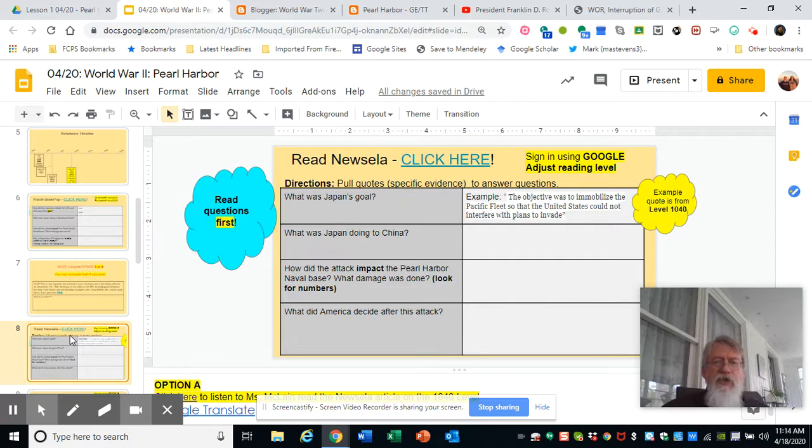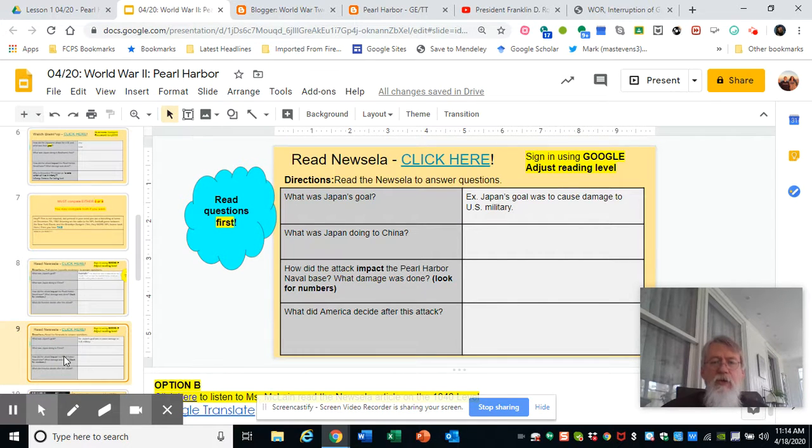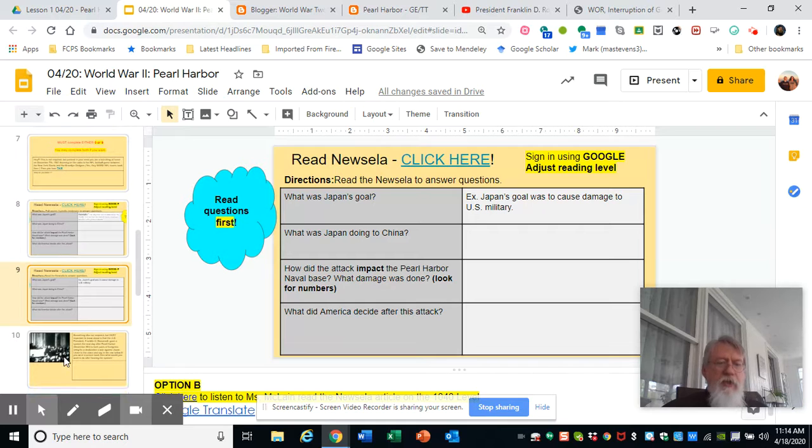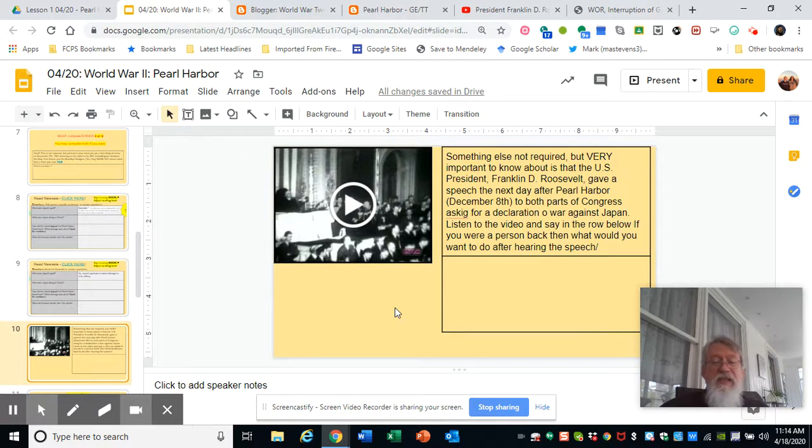Then here's where you get to the choice, Newsela or Newsela. You pick which one you want to do. And this is another part that's kind of voluntary, but hey, it's important because December 7th, that was a Sunday, the attack happened. The next day, they called a joint session of Congress because the president cannot declare war by himself. He's got to have Congress do it. So they have both the senators and the congressmen in the same place listening to this speech, and it's really kind of gripping, interesting.